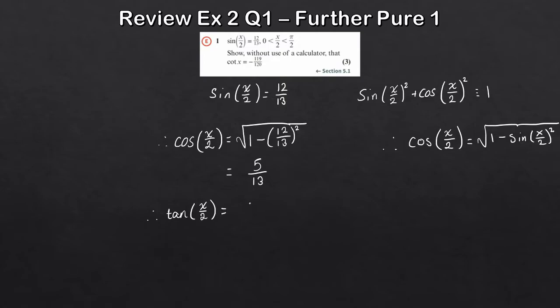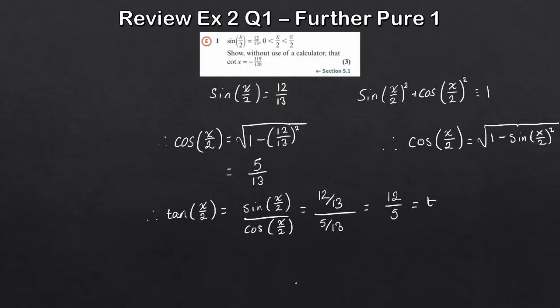Because that's going to be sine x over 2 divided by cos x over 2. Which in our case, what's sine x over 2? That's 12 over 13, divided by 5 over 13. So what does that give us? That's just going to give us 12 divided by 5. The 13 is technically just cancelled here. So we get 12 over 5 is equal to t here.